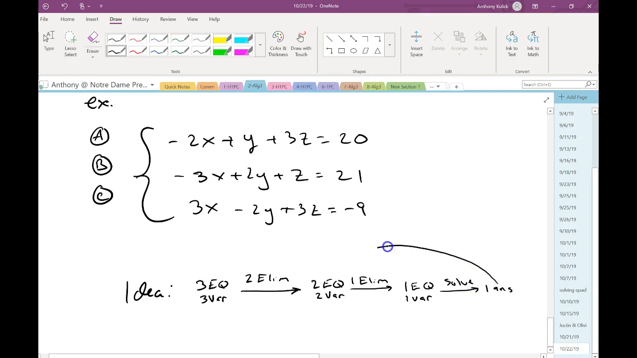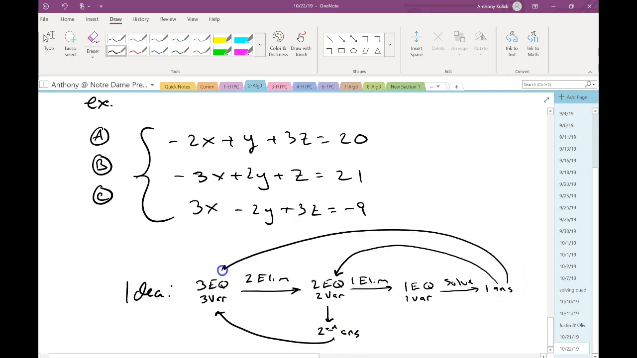I take that answer and I plug it back in here. That would give us a second answer. And then I take both of those answers and plug them back into one of these, and that will give us our third answer.